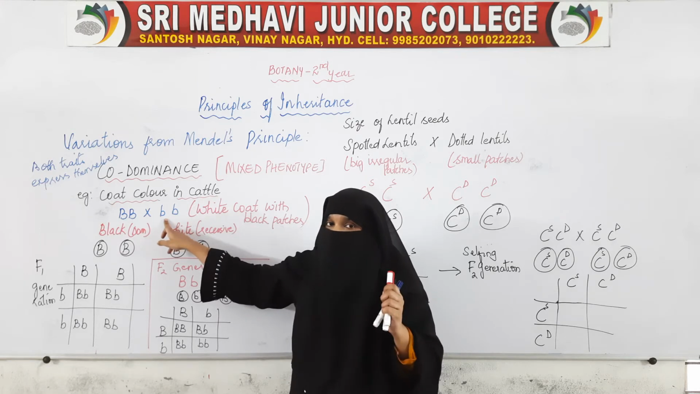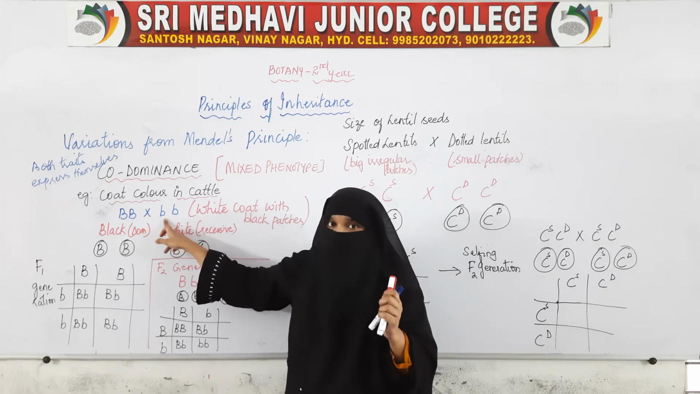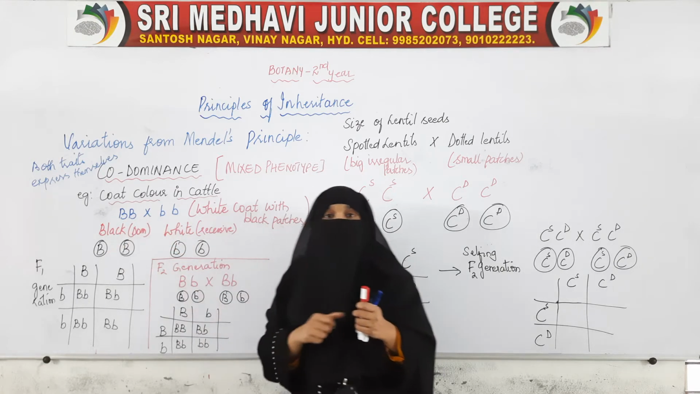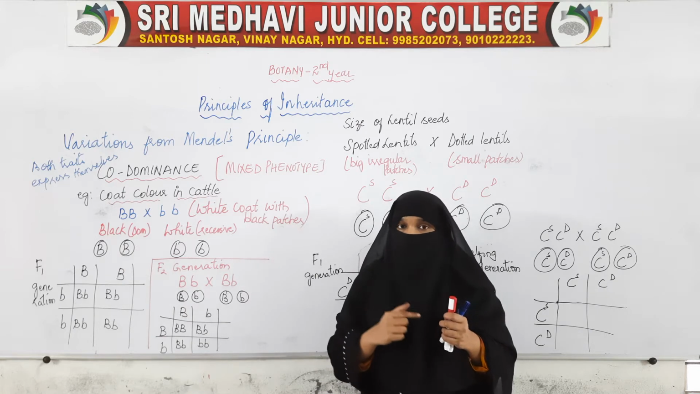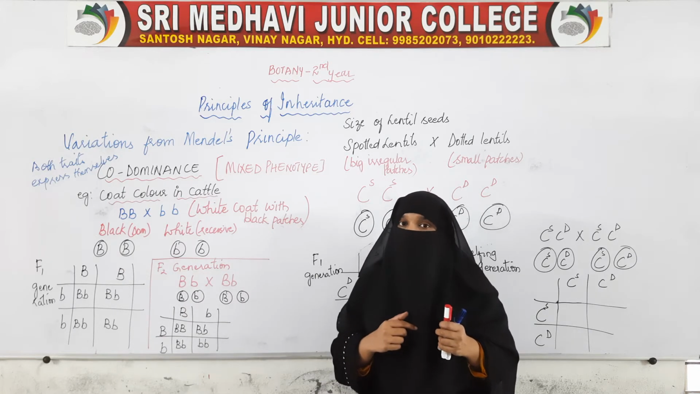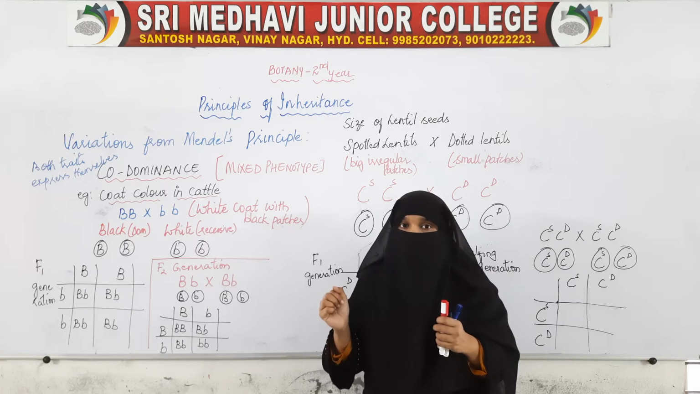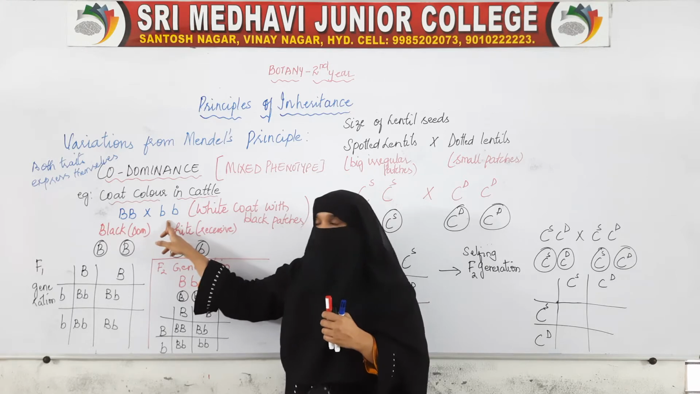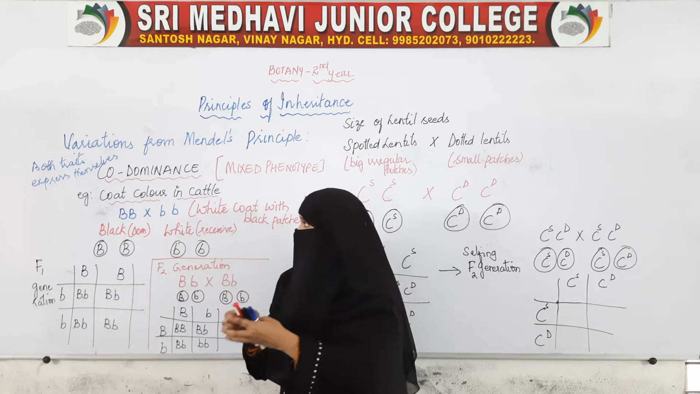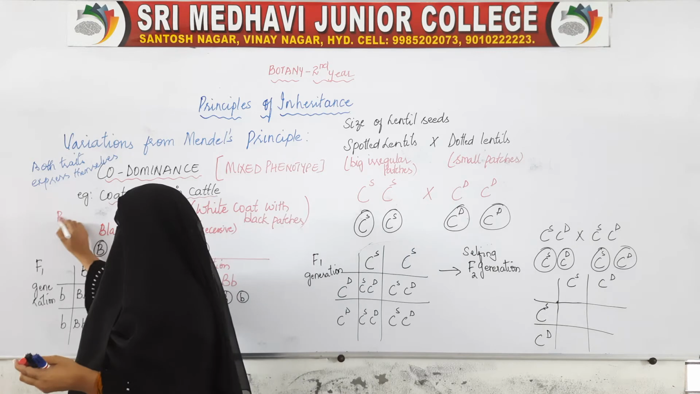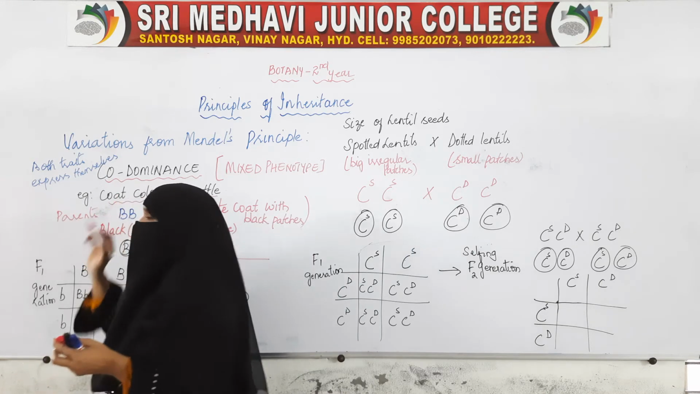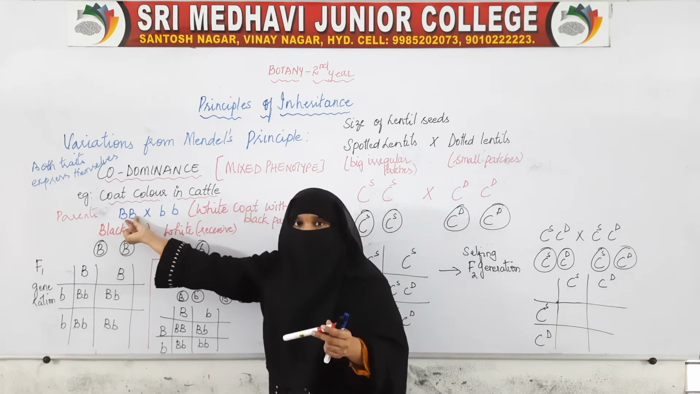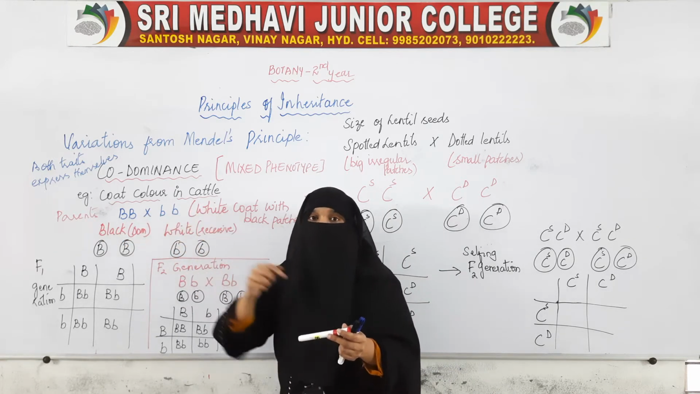I already told you, we don't use W for representing white. We use the small letter of the dominant character. The dominant is black, so we use capital B, and for recessive we use small b. So black and white cattle are crossed. These are the parents, a pure line, pure homozygous dominant and pure homozygous recessive.